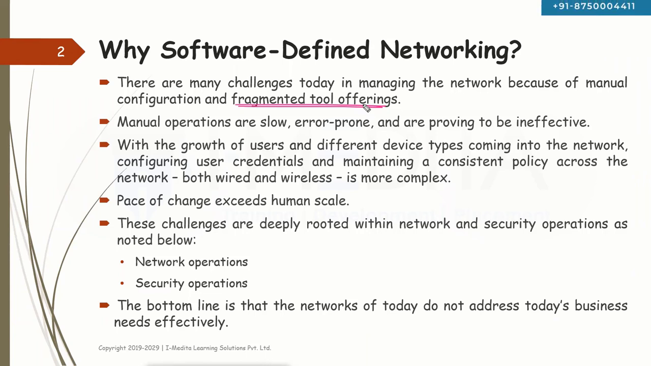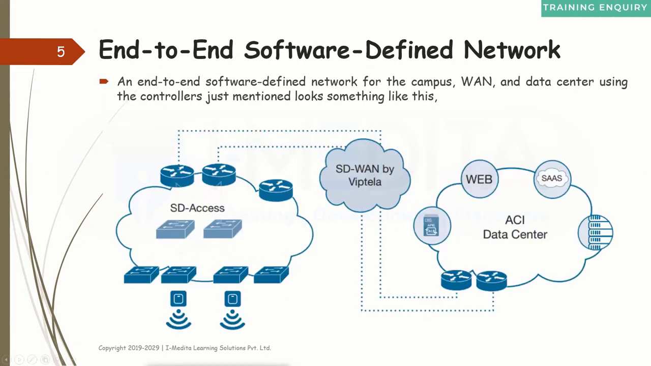But those tools are also fragmented. Fragmented tool offering basically means we have different tools to manage different devices in our production environment. That is also a problem: every device has its own set of control plane, management plane, and data plane. So when it comes to device management, it needs to be done on a box-by-box basis. That was also a problem.